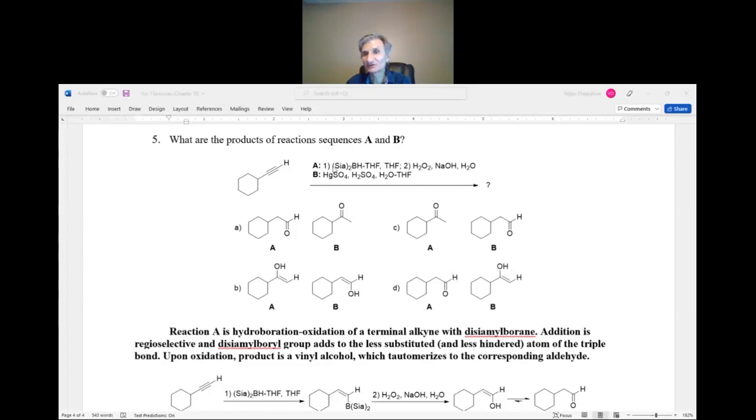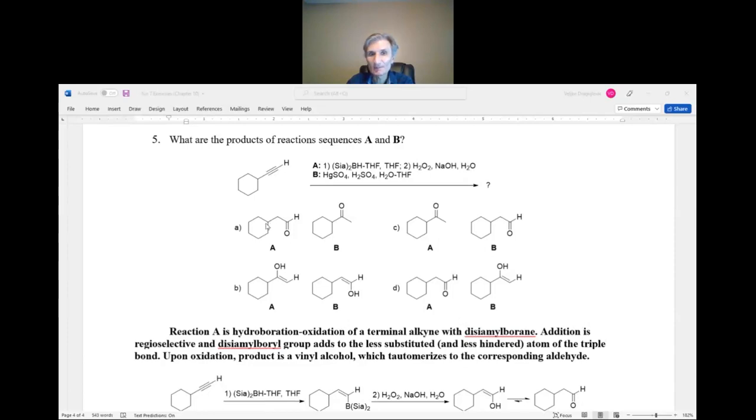Now, in the case of hydroboration oxidation of a triple bond, carbonyl compounds are obtained. If the carbonyl compound, a carbon-oxygen double bond, has a hydrogen attached to the carbonyl carbon, that's an aldehyde. If on that carbonyl carbon both substituents are carbons, that's a ketone. So hydroboration oxidation of terminal alkynes gives aldehydes. So A is going to give an aldehyde as a product.